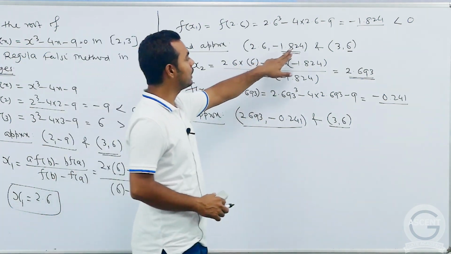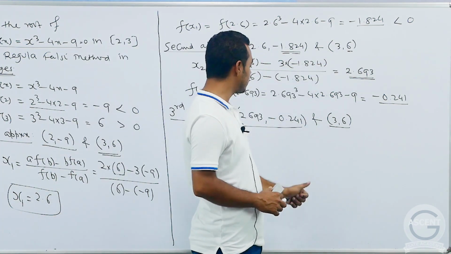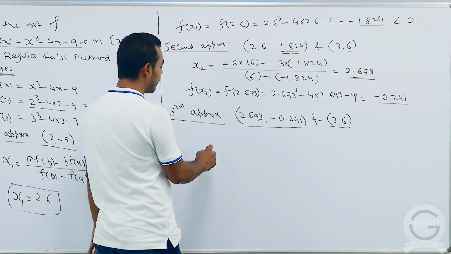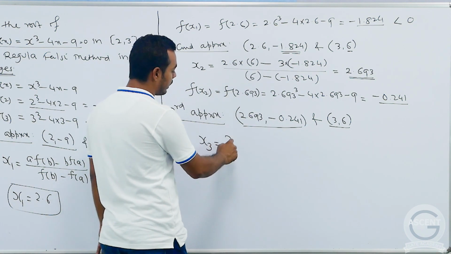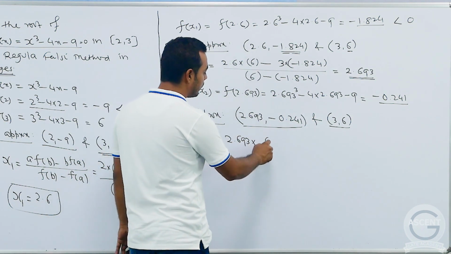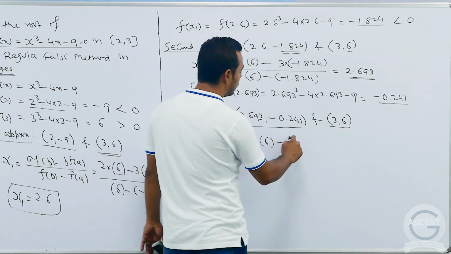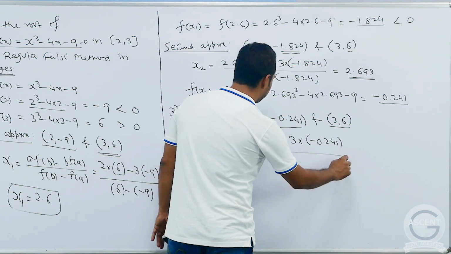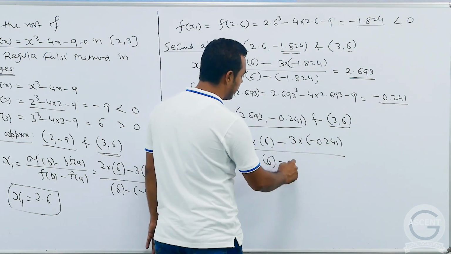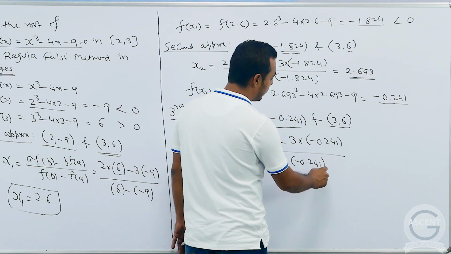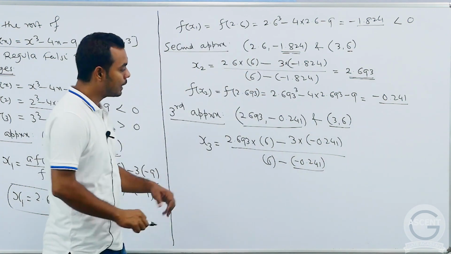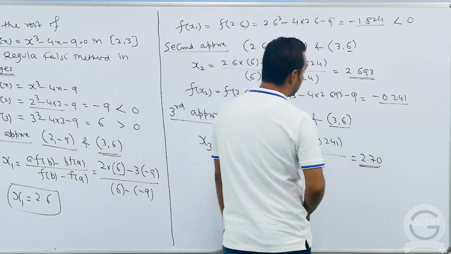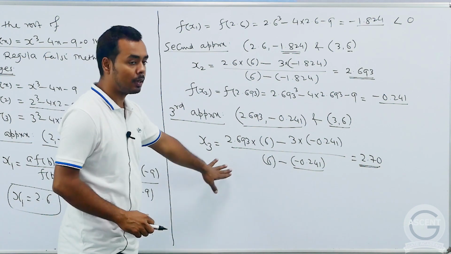Always see that at one point the value of y is negative, at the other the value of y is positive. Here also same thing. So now for the third approximation, x3, this will be x of first multiplied by y of second minus x of second y of first, and this divided by y coordinate in the same order, so 6 minus 0.241. Okay, now again if you do the calculation you will find that this number will be 2.70. So after 3 iterations you can say that the root is approximately 2.70.